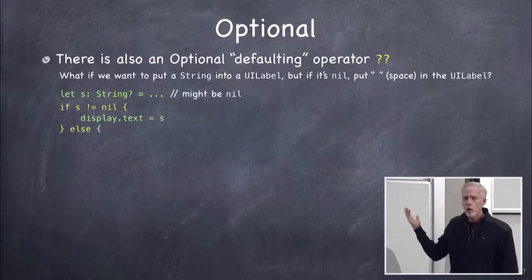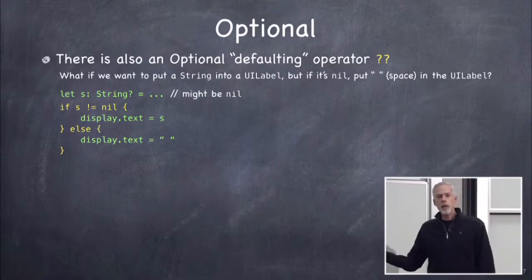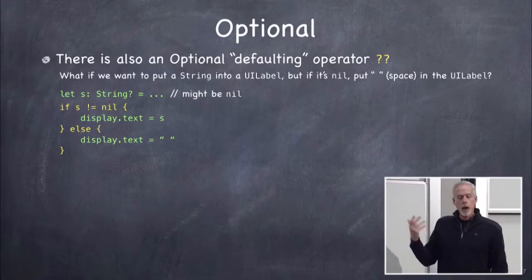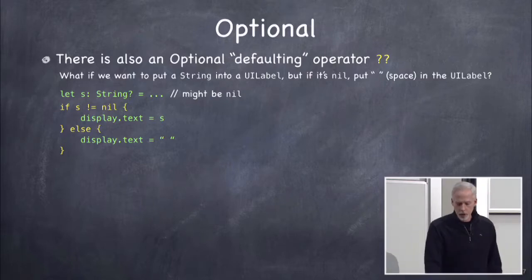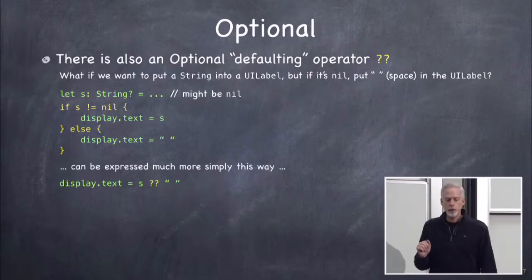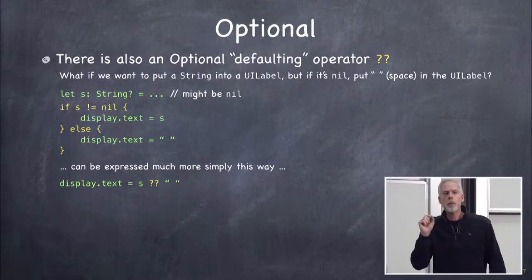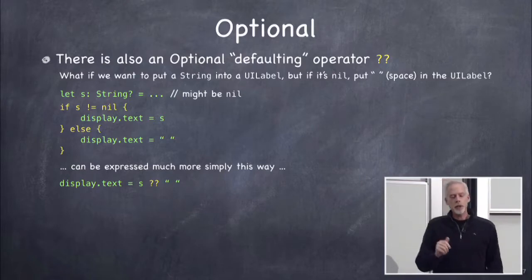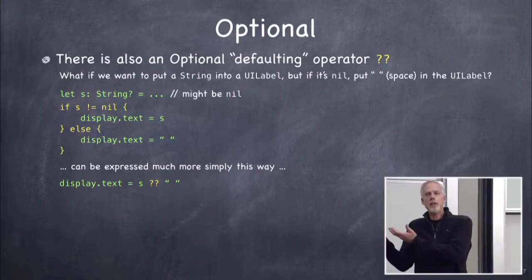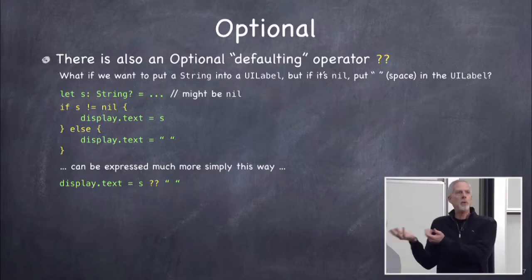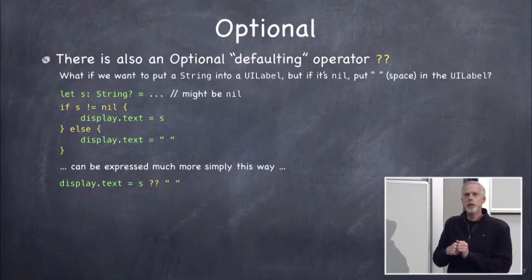So again, this is what the code would look like here. If I had my string, I would say, if the string is not nil, then put it in the display. Otherwise, if it is nil, put a space in there. This looks a lot cleaner with optional defaulting, which looks like this: display.text equals s, question mark, space. That means if s is nil, use this other thing. It's like the default in case s is nil. You will use this all the time as well. Everybody got that? Just optional defaulting.